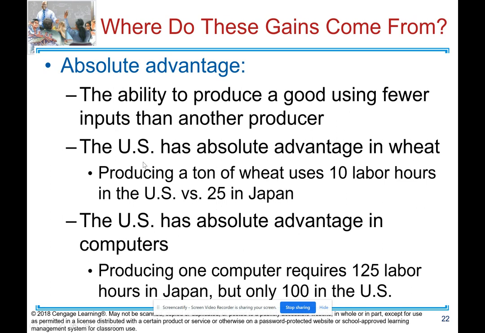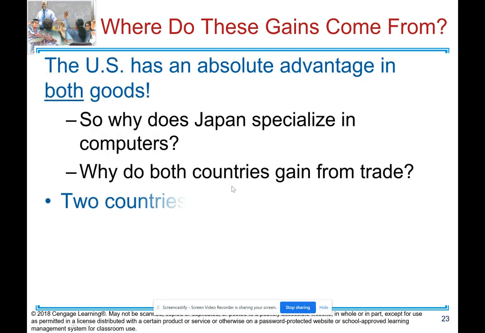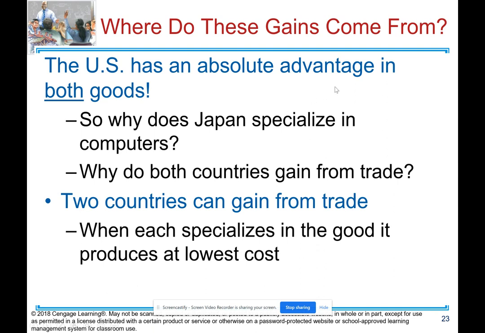So, if trade was based on absolute advantage, the United States would not trade with Japan, because the US has absolute advantage in the production of both computers and wheat. But trade is not based on absolute advantage, as we will see here. The US has an absolute advantage in both goods. So why does Japan specialize in computers? Why do both countries gain from trade?